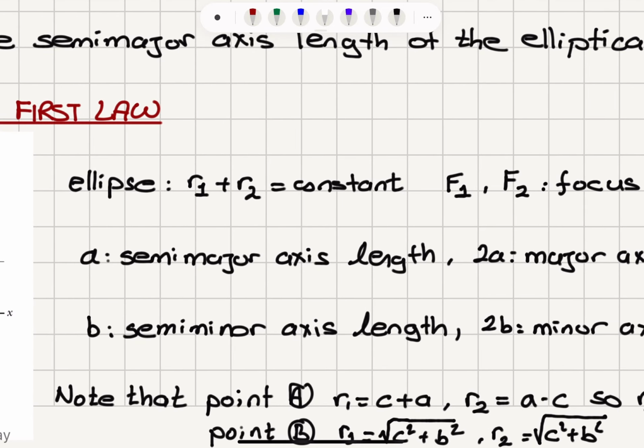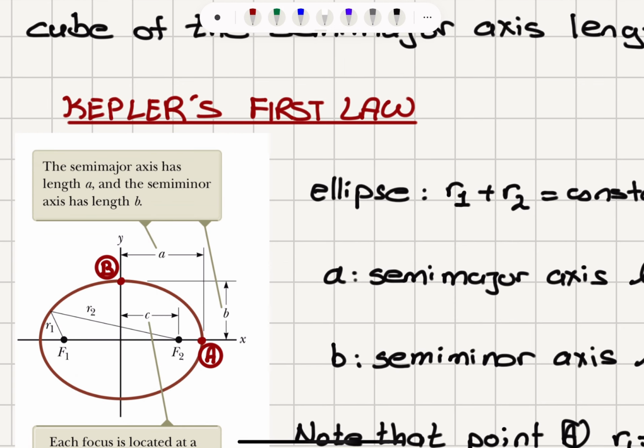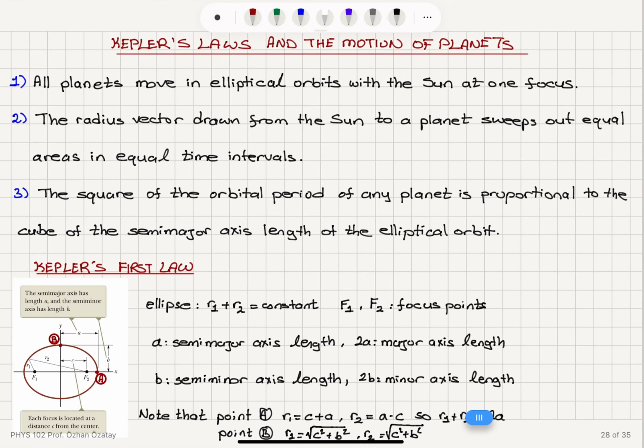So F1 and F2 are focus points. For the long axis of the ellipse, half of the long axis value is a. So that's the distance from the origin to the end point of the ellipse on the x-axis. That is the semi-major axis length a. And for the short axis, if we go from the origin to the point on the ellipse, that's point B here, we have the semi-minor axis length b. So this minor axis is 2b and major axis is 2a. Alright, so 2a is major axis length, 2b is minor axis length.